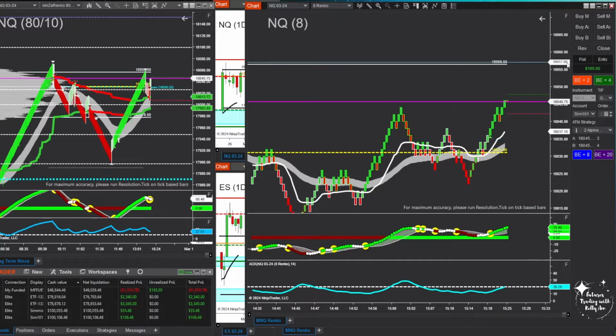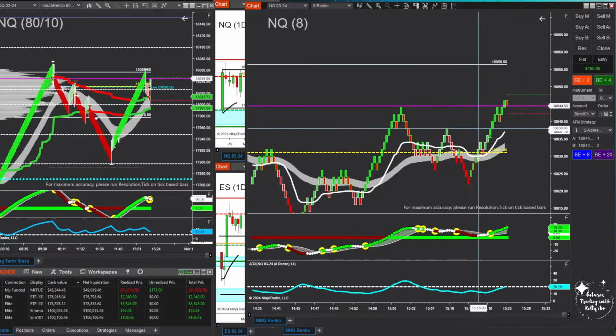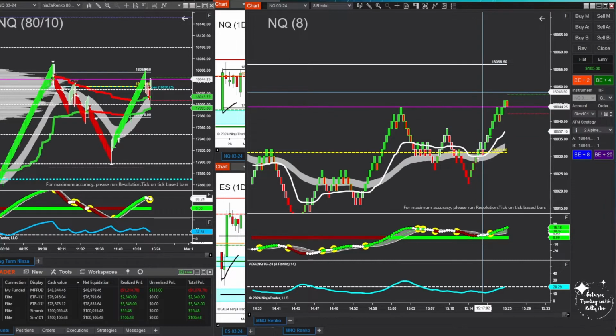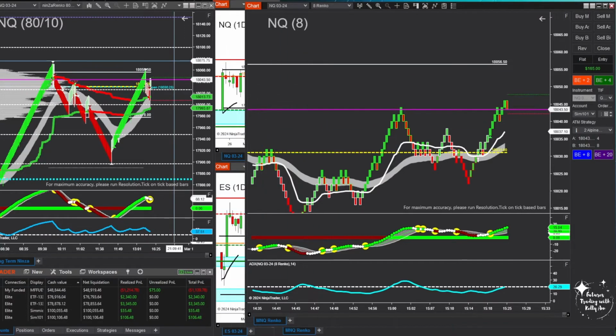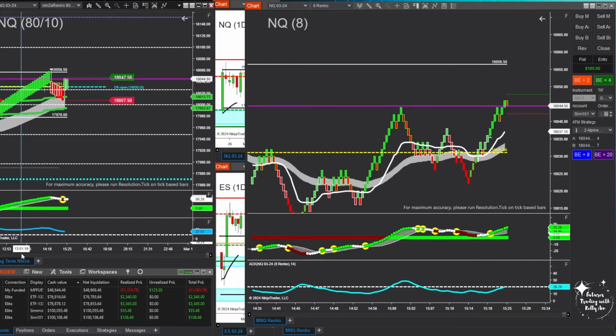Okay, so we got our scalp here. We got one, two, we could do three entries before a pullback, so we can get one more. And these candles are green. You might not be able to see it on the video, but they're green.